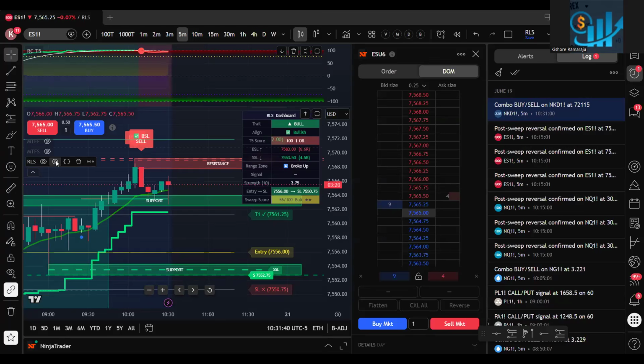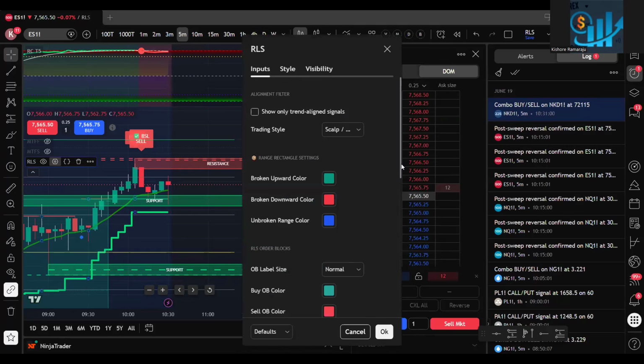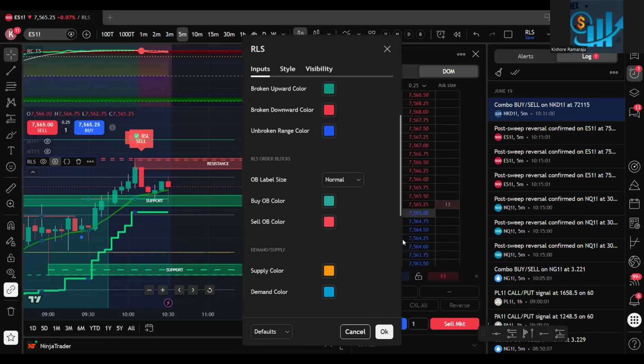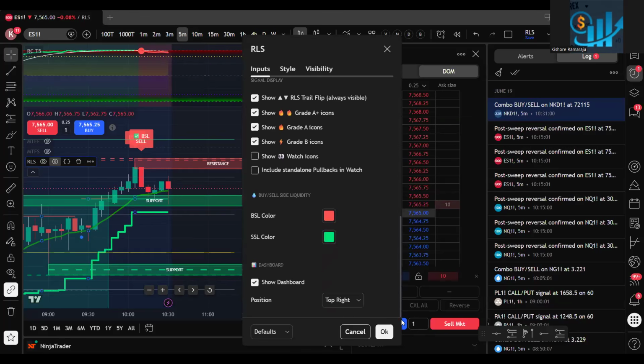In the indicators, you have to go here, and then at the bottom you have show dashboard. You just have to select it. If you want to change the position, you can always change it wherever you want.